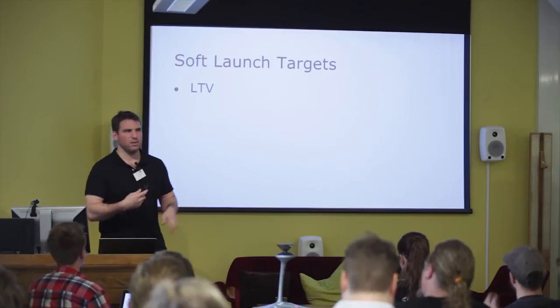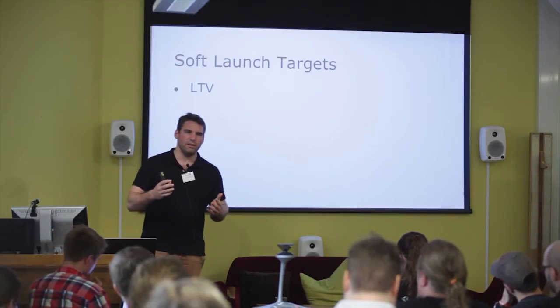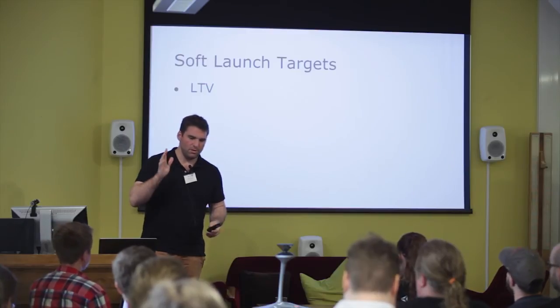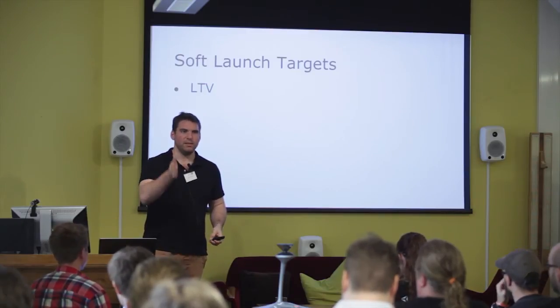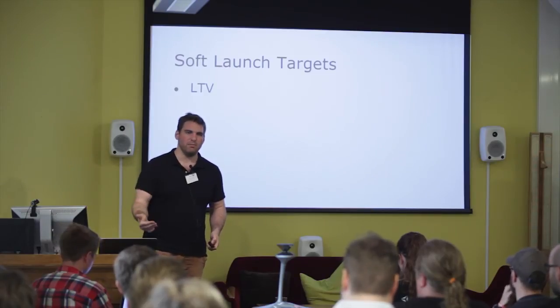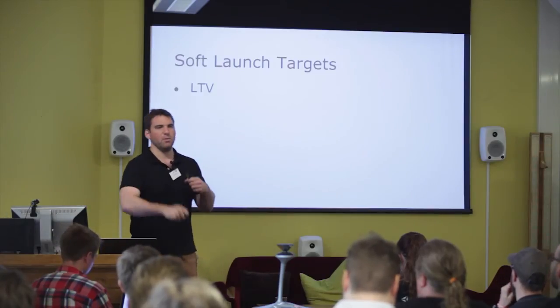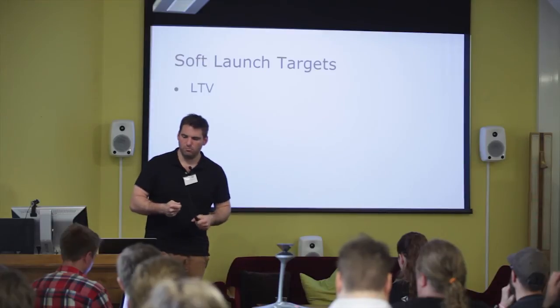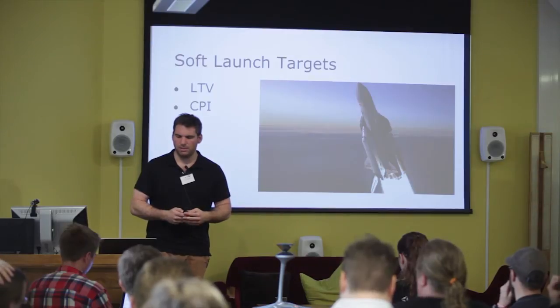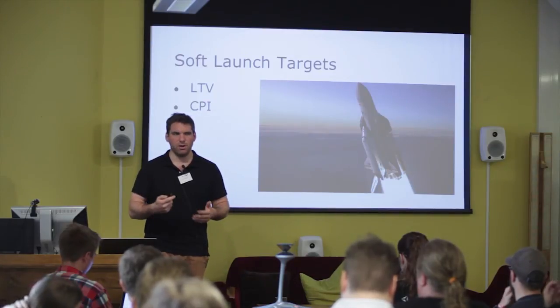So, soft launch targets. When you do a soft launch, you have some goals in mind. Generally, you're willing to say, I accept the possibility that this game may not be good enough to launch globally. Therefore, it must meet some metrics thresholds for me to spend the money on marketing it globally. What are those thresholds? Generally, you might have an LTV threshold, probably a CPI target, and then you decide whether or not you're going to launch.